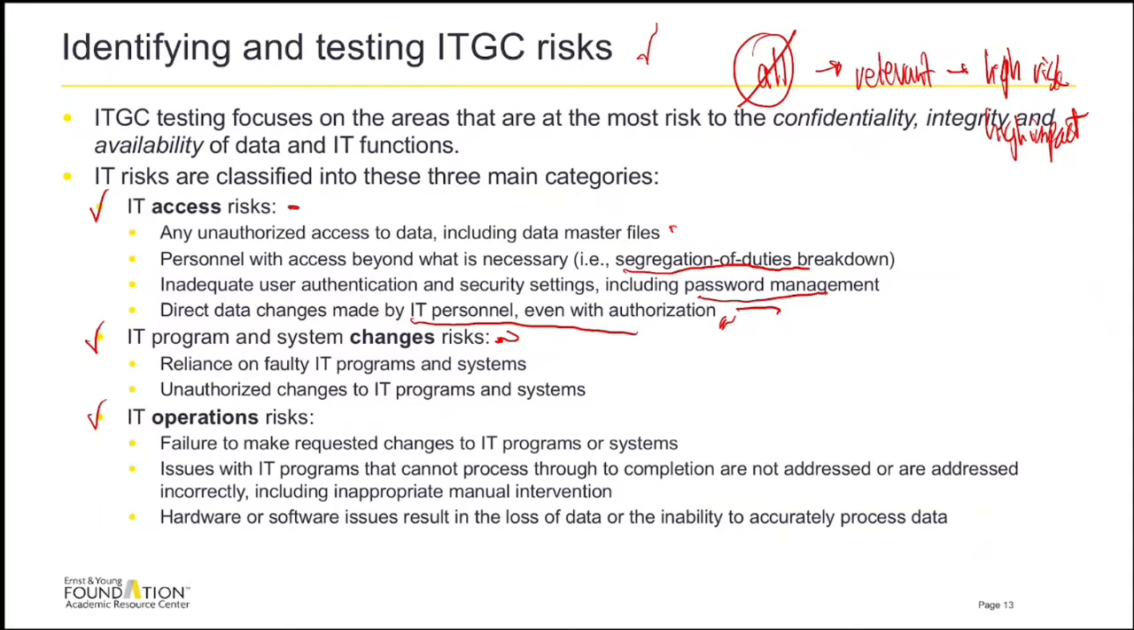So IT program and system change risk include reliance on faulty IT programs and systems and unauthorized changes to IT programs and systems.